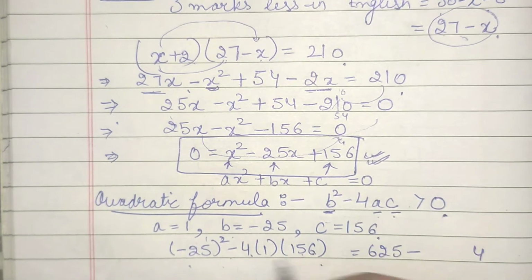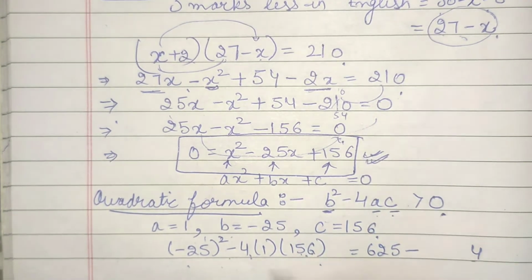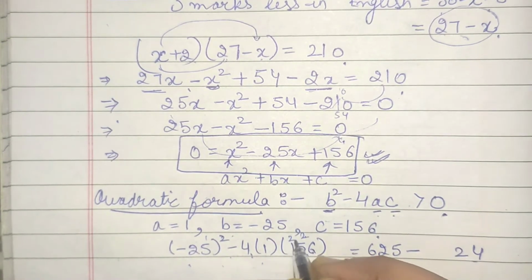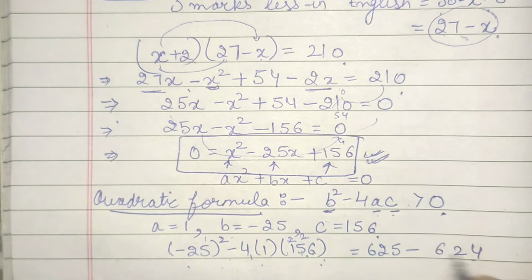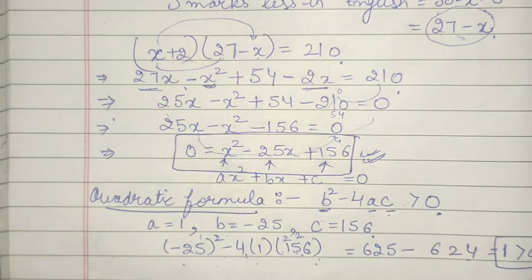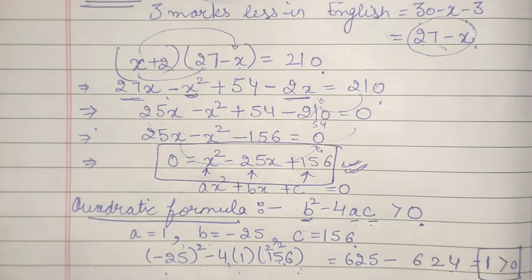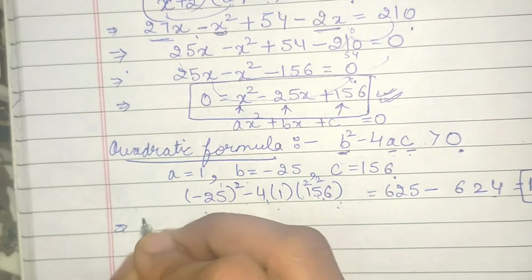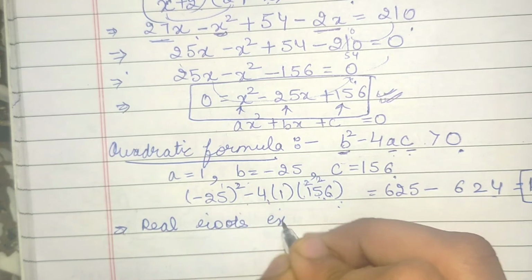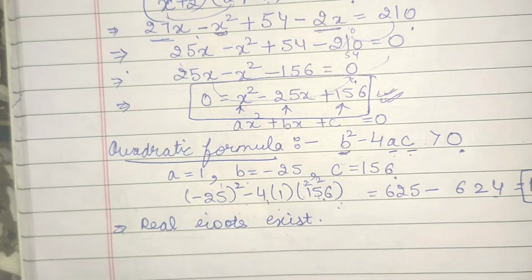when you multiply 4 into 156, you get 4 sixes are 24, carry 2, 4 fives are 20, 22, carry 2 again, 4 ones are 4 and 2 is 6, so it is 624. 625 minus 624 is 1, which is greater than 0. So that means our real roots exist. Understood? Moving to the next step, to find the roots.